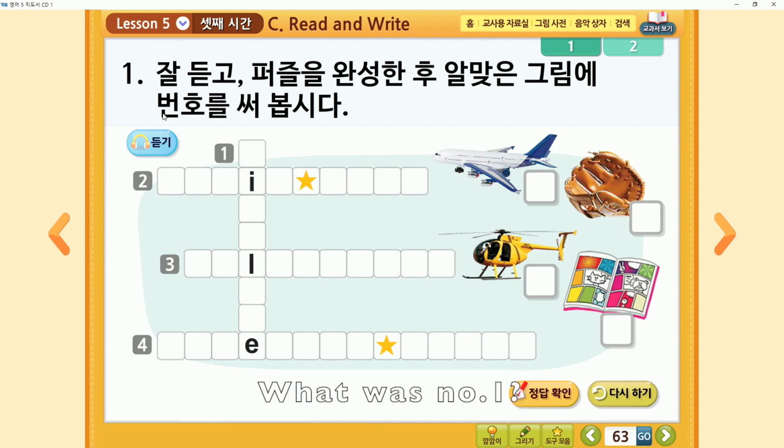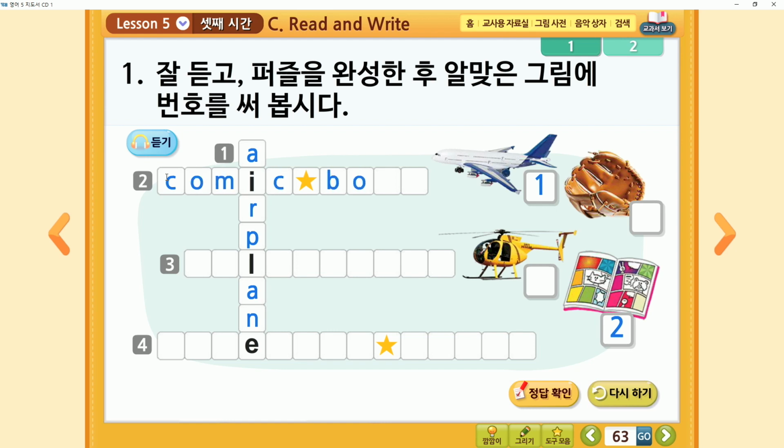Okay, what was number one? Yes, airplane. And how do we spell airplane? A-I-R-P-L-A-N-E. Good job. And what was number two? Yes, comic book. And how do we spell comic book? C-O-M-I-C, B-O-O-K.